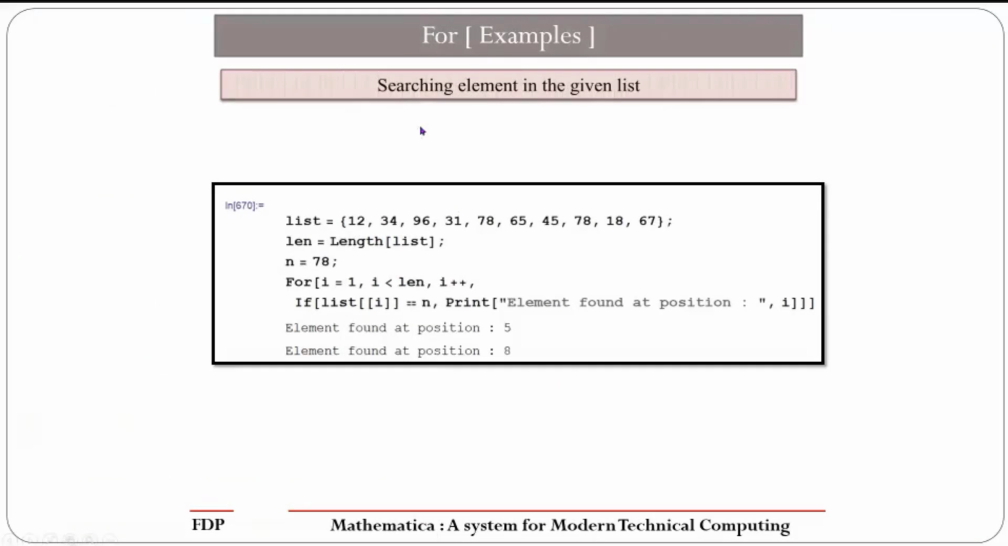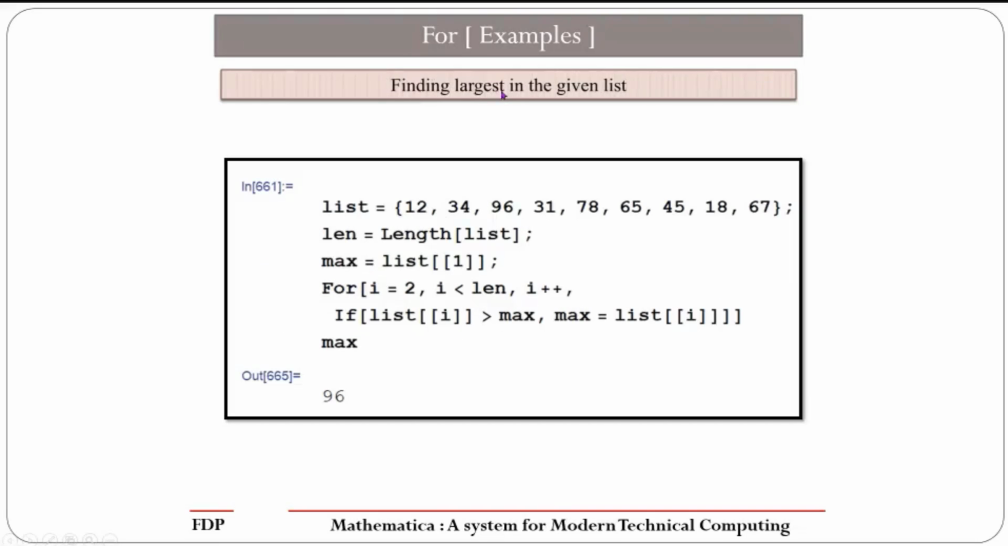Come to the searching. Searching is the same. For example, you want to search for a particular element in a list. So how will we do that? I have a list like 12, 34, 96, 31. These are the types of elements. I want to search for 78, right? n is equal to 78. Then how will I search?